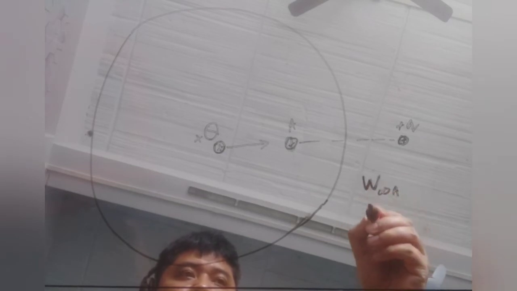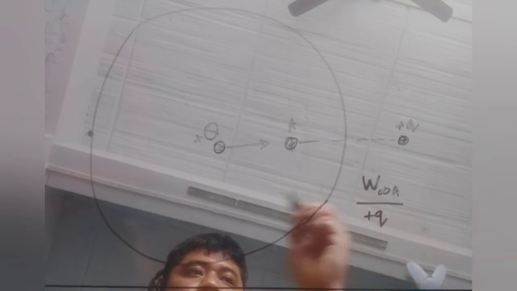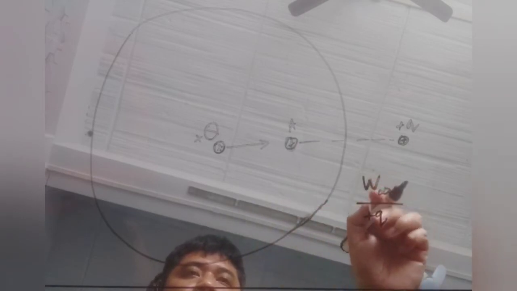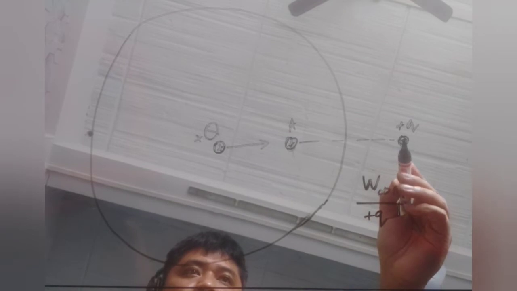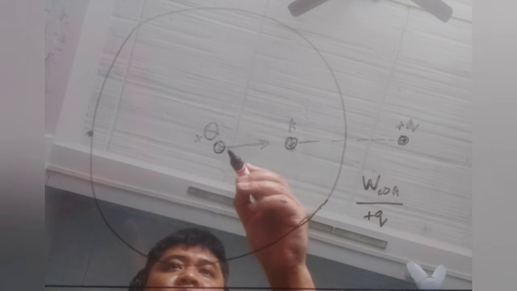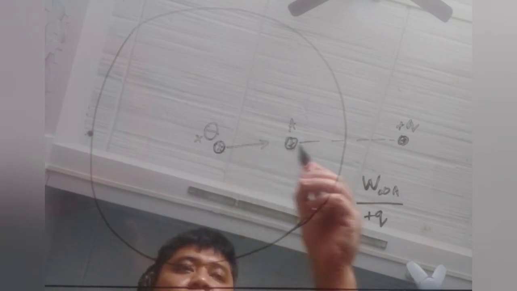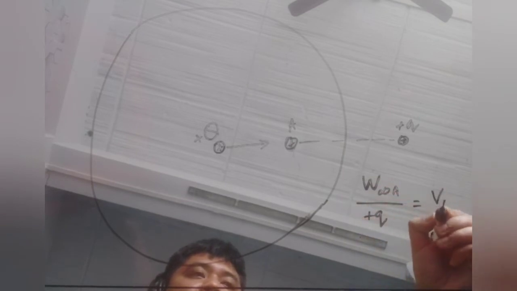Work done per charge, it is plus Q. So this will be the potential at this point. The work done in moving charge from infinity to this point A against the electrostatic field is called potential at point A, VA.